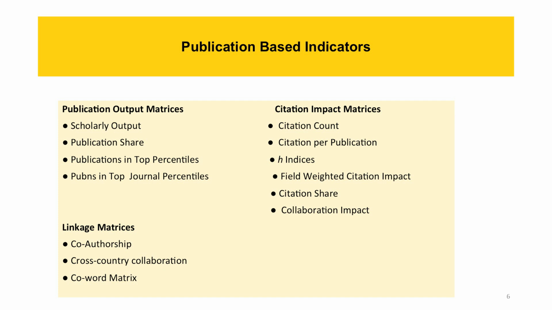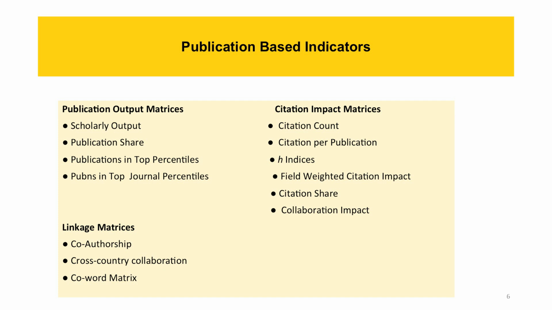One is output metrics, which talk of scholarly output, publication share, publications in top percentiles, and publications in top journal percentiles. Citation impact metrics tell you more of the impact of your research paper as measured through citations, and it also has a number of indicators like citation counts, citations per publication, H-indices, field weighted citation impact, citation share, collaboration impact.